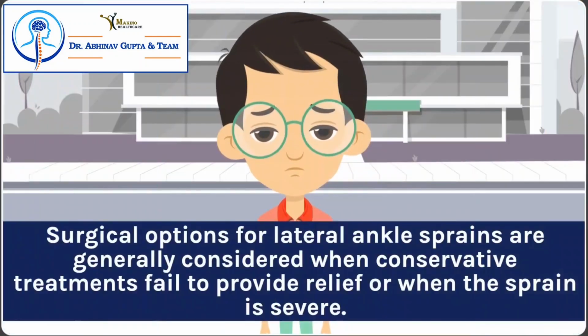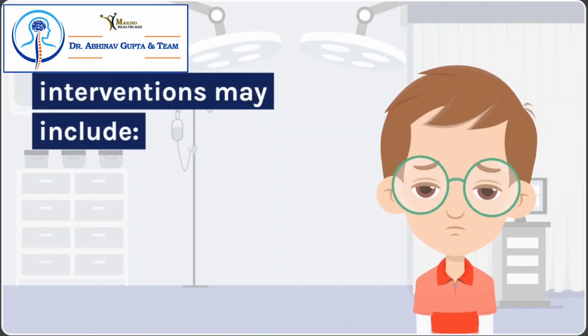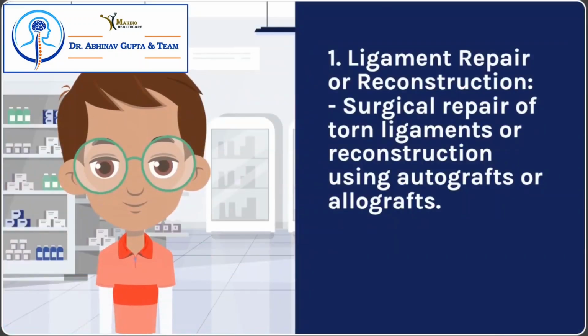Surgical options for lateral ankle sprains are generally considered when conservative treatments fail to provide relief or when the sprain is severe. Surgical interventions may include 1. Ligament repair or reconstruction. Surgical repair of torn ligaments or reconstruction using autografts or allografts.